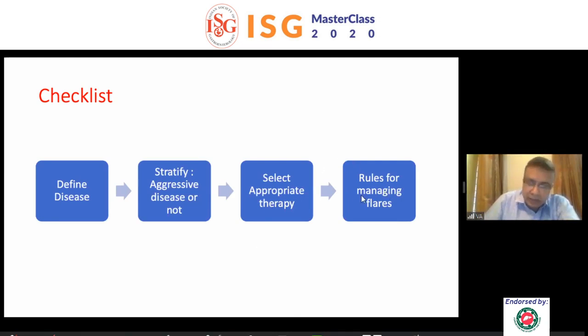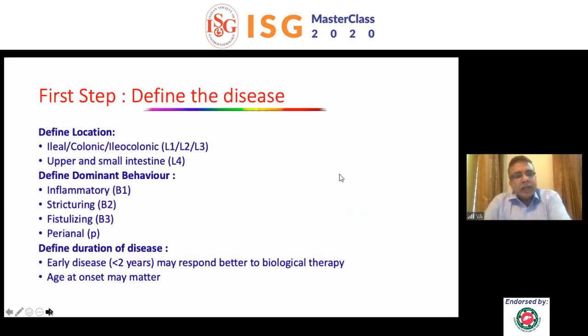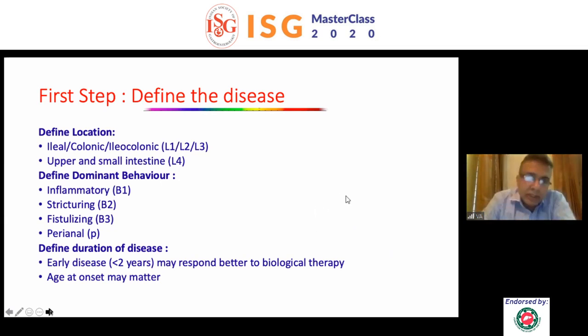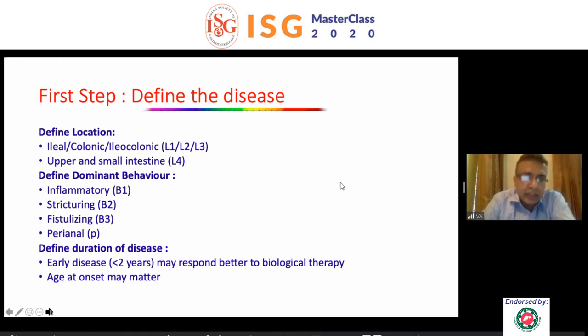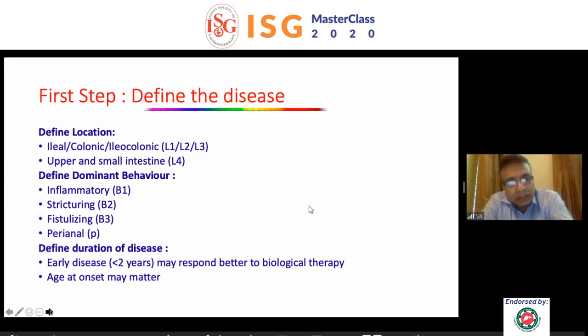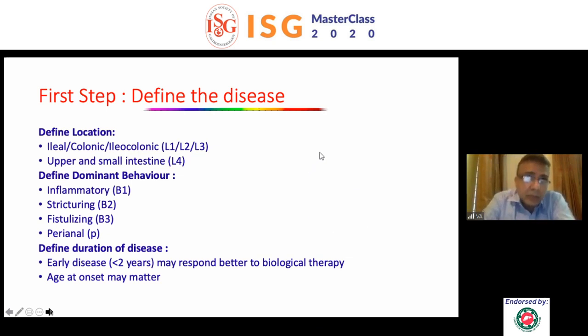So the first principle is defining the disease. For defining the disease, you need to know the location, whether it is ileal, colonic, ileocolonic, or involvement of only the upper small intestine. You need to define the dominant behavior, which could be inflammatory, stricturing, fistulizing, or perianal. You need to define the duration of the disease. Early disease, if you act early, then probably the results would be better. We'll talk about it later. Age at onset may matter.